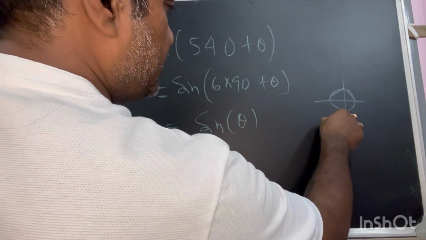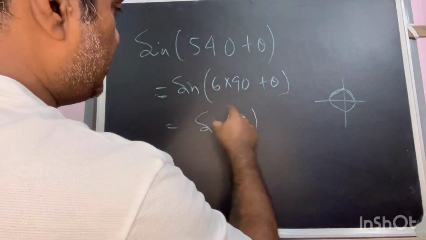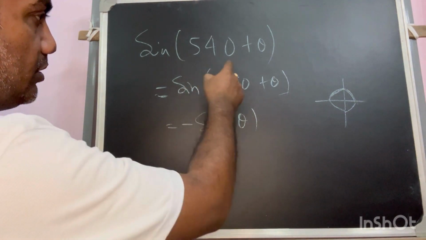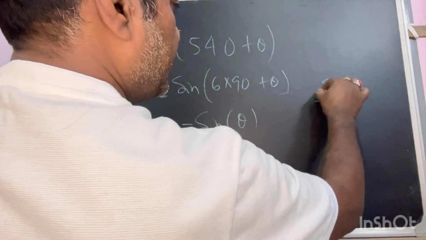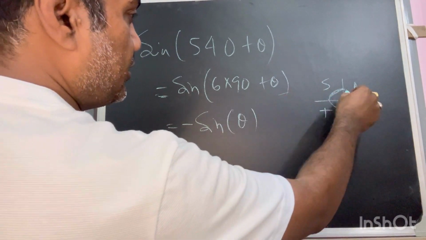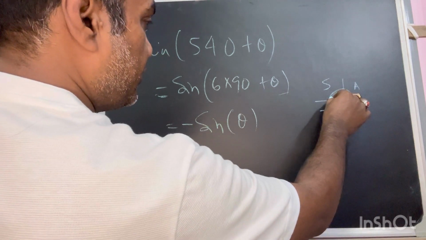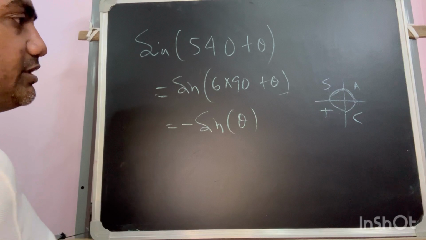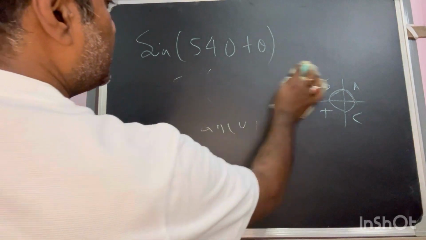So this will come in the third coordinate. Here the sign is minus, all sine, tan, cos. Remember it. So any angle that is an odd multiple of 90 plus theta will be in the third coordinate, so it will be changed like that. Now take any other example.